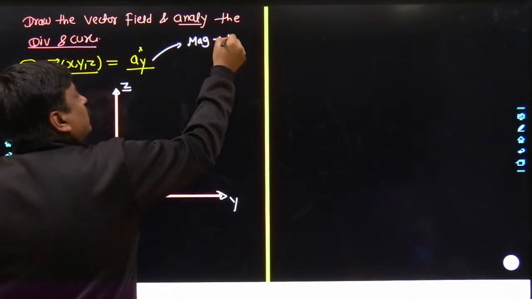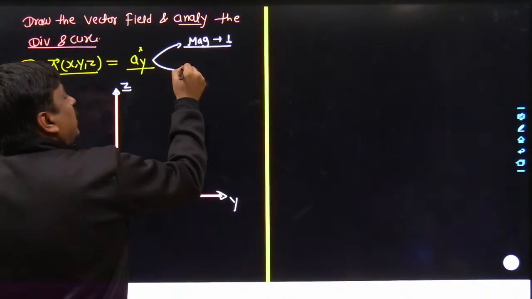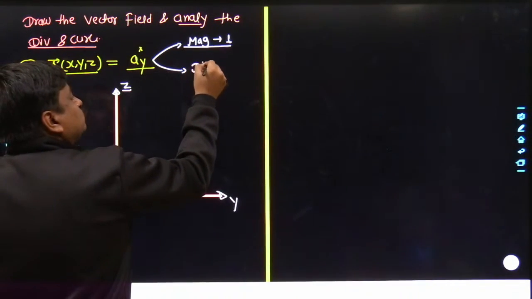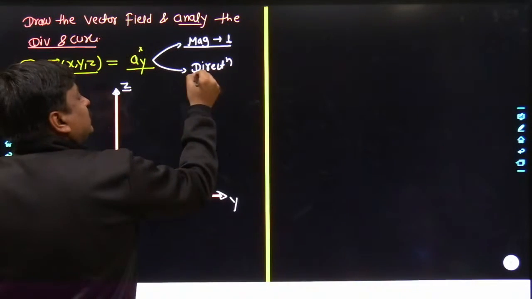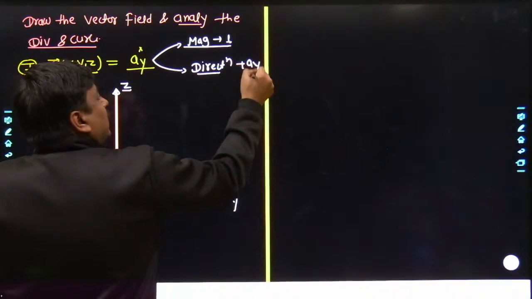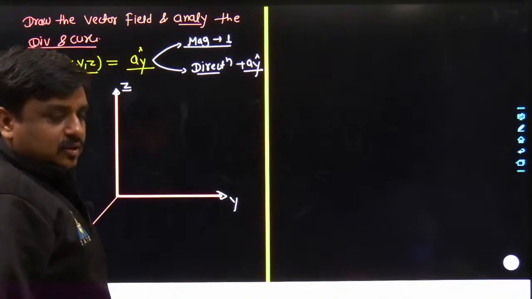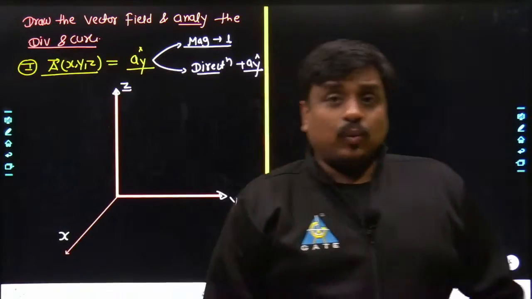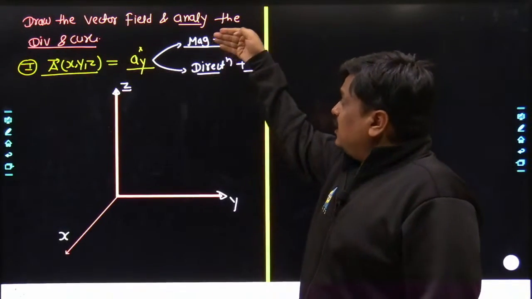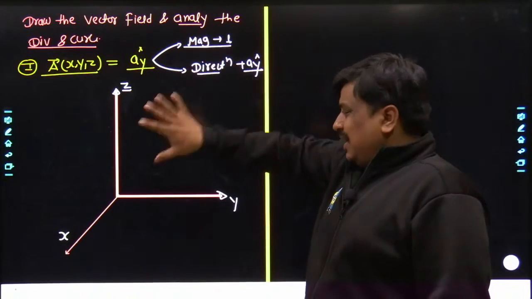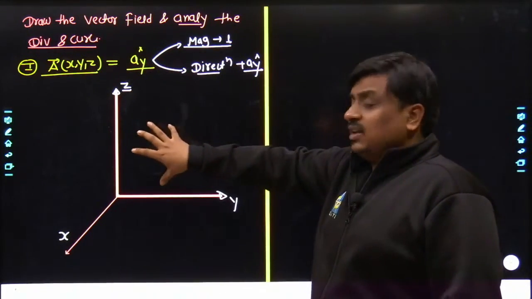This vector quantity has a magnitude equal to 1, and similarly the direction is always in the direction of plus ay cap. Now what I did, to understand the magnitude of ay cap, was draw the ay cap over the 3D coordinate system.